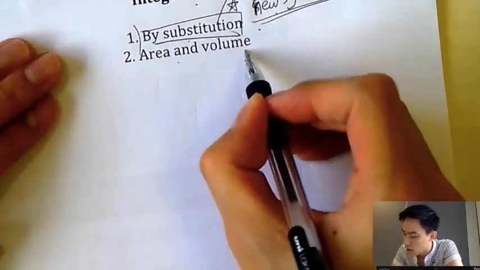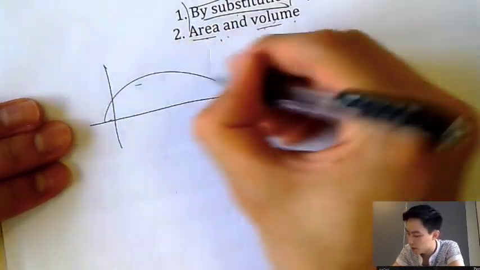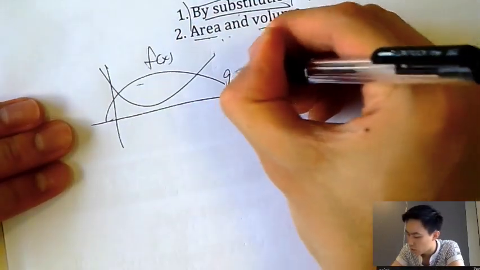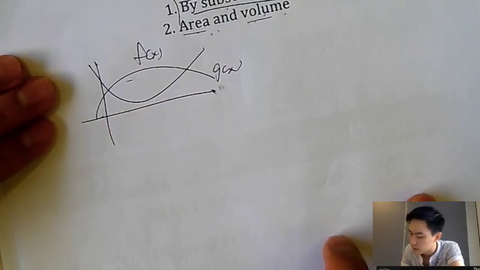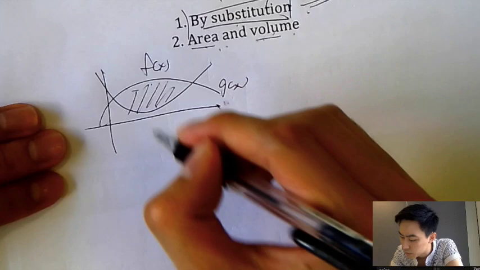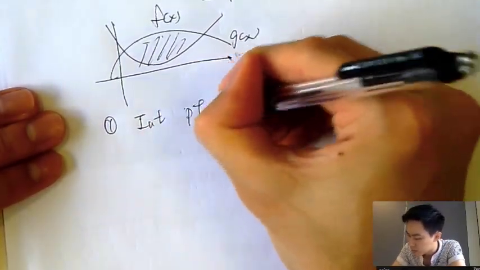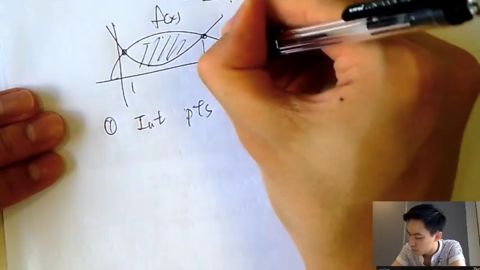And for area and volume, basically integration calculates the area and also the volume, right? So area, what does it mean? If I give you two graphs, usually like 6-mark questions in paper 2, f(x) and g(x), you want to find out the area enclosed by these two graphs. How do you do that? So first step, find the intersection points. You need to find point 1 and point 2.